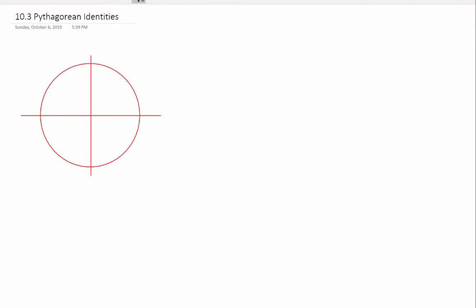Identities are just mathematical statements or equations that are true for every single value of the variable. So let's see if we can derive a couple real quick. We're going to start with a really basic idea here.